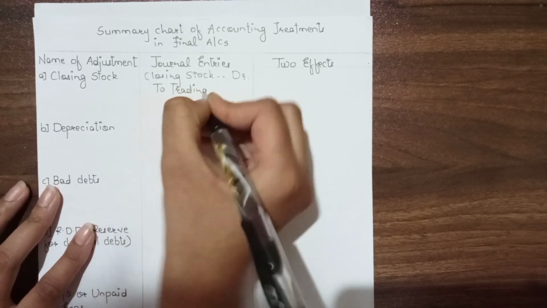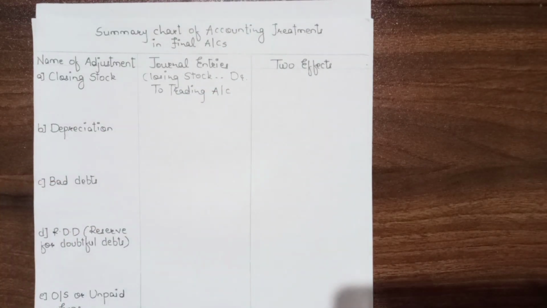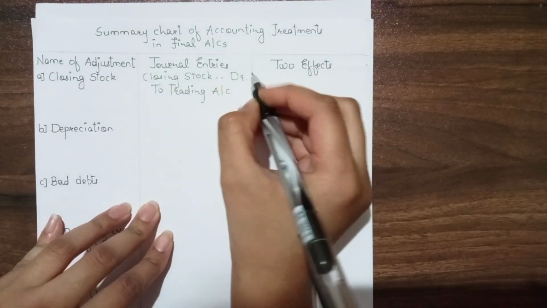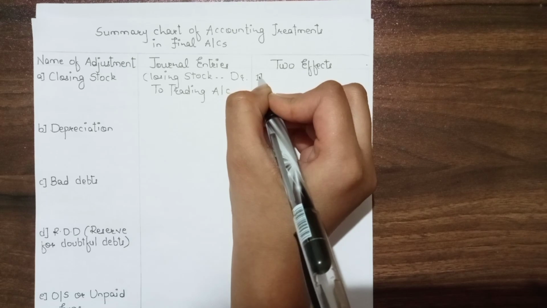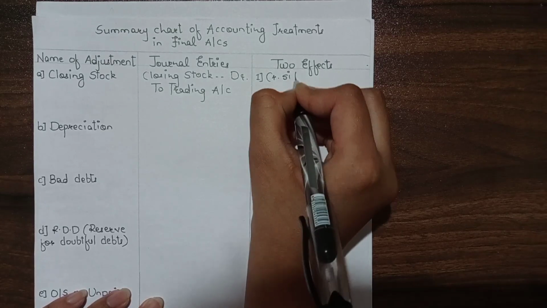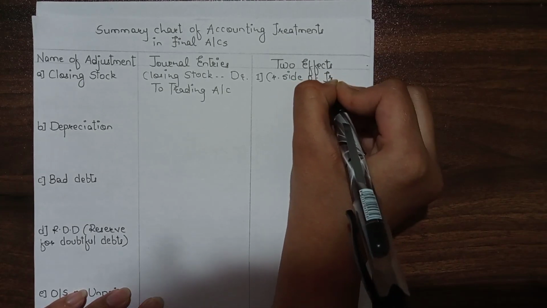These journal entries are just for your understanding. You need not prepare them in any of the questions. It is made for your understanding, like how we are going to post their two effects. So that is why I've made this column. Let's see the two effects of it. The first effect is going to be in the credit side of trading account. So first effect of closing stock will be in the trading account. I will write in the short form, as I don't have space over here, of trading account.